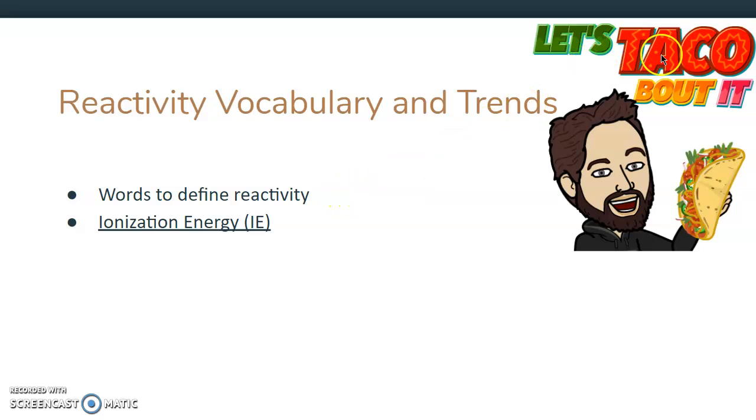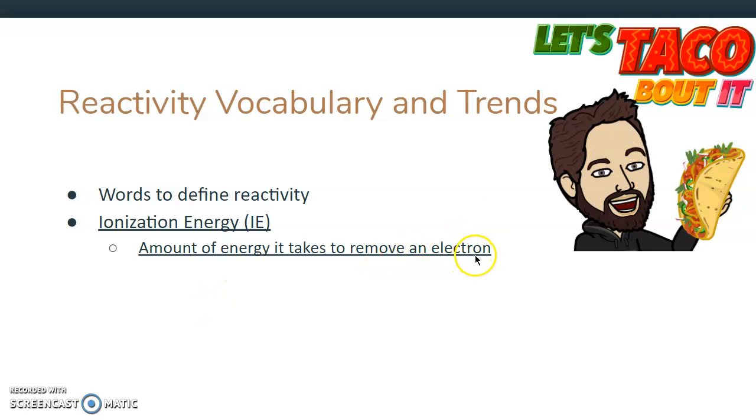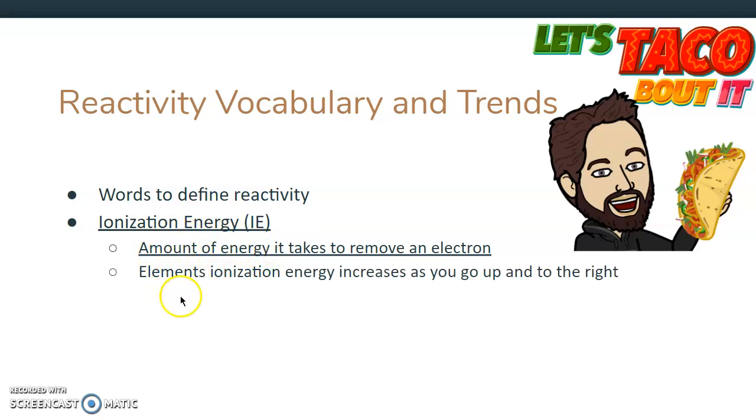So let's taco about it. So ionization energy is abbreviated IE. It is the amount of energy it takes to remove an electron. So from different elements, it can be easier or harder to remove electrons, and this is the calculated measure of just how much energy it would take. Elements' ionization energy increases as you go up and to the right on the periodic table, and a quick abbreviation for that is just our IE. Increases is this up arrow as you go up and to the right.